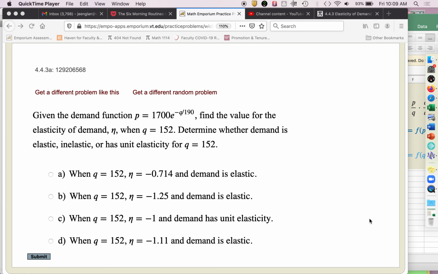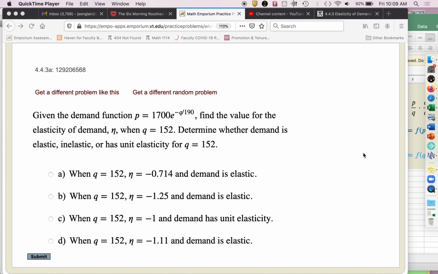4.4.3a. Given the demand function P equals 1700 e to the negative q over 190, find the value for the elasticity of demand eta when q equals 152. Determine whether demand is elastic, inelastic, or has unit elasticity for q equals 152.